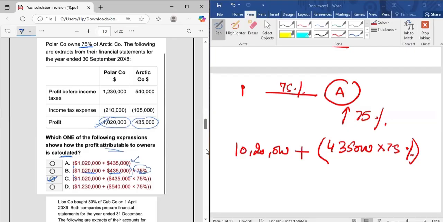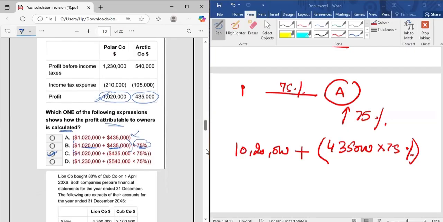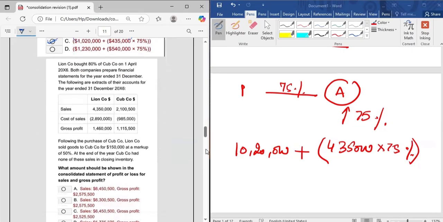Okay, then C was the correct answer, right? And in option number D, what they have done, they have taken profit before tax. No, we always have to deduct tax expense, then only we can move to the profit figure. All right, now let's move forward to the next question.